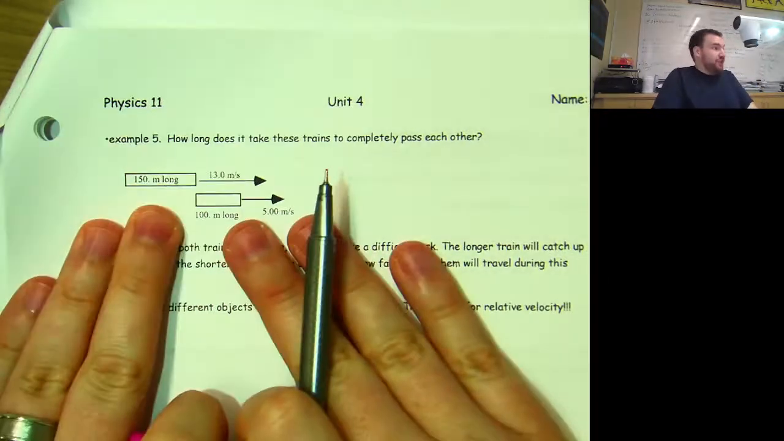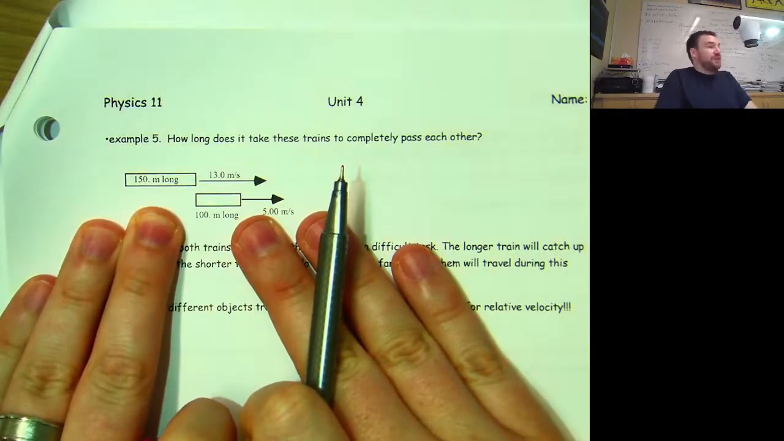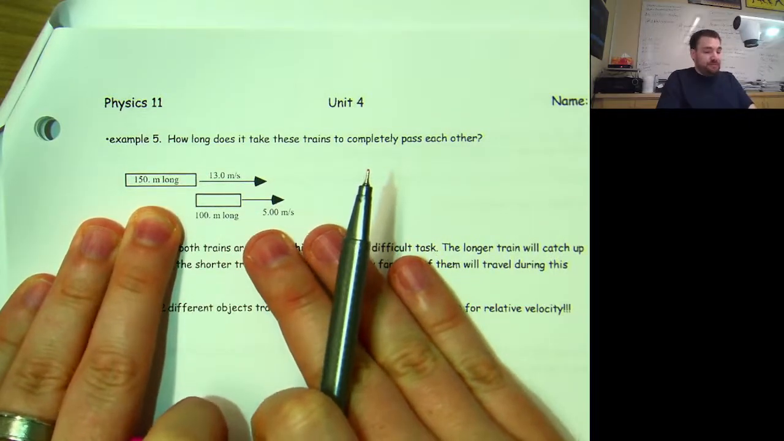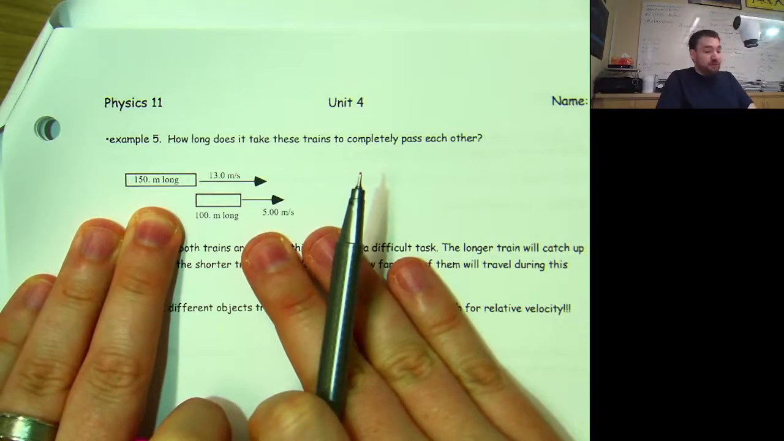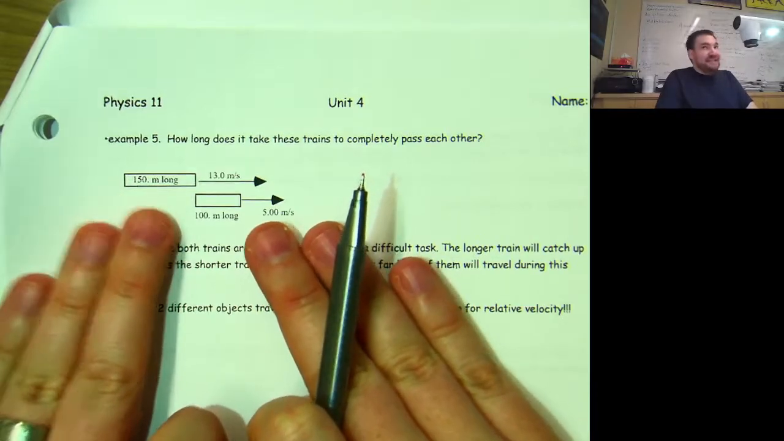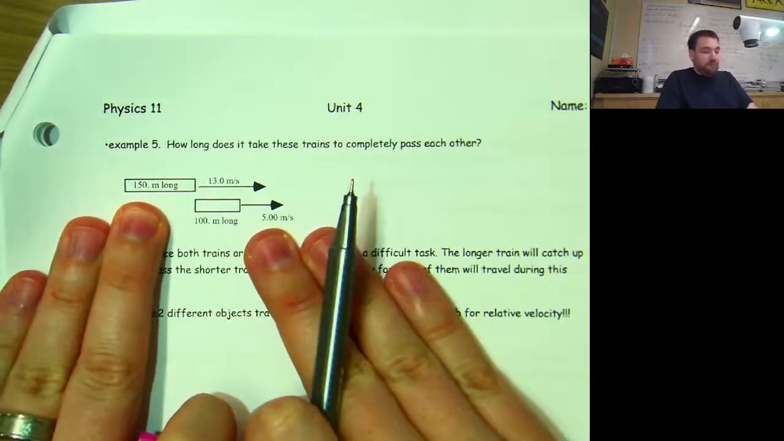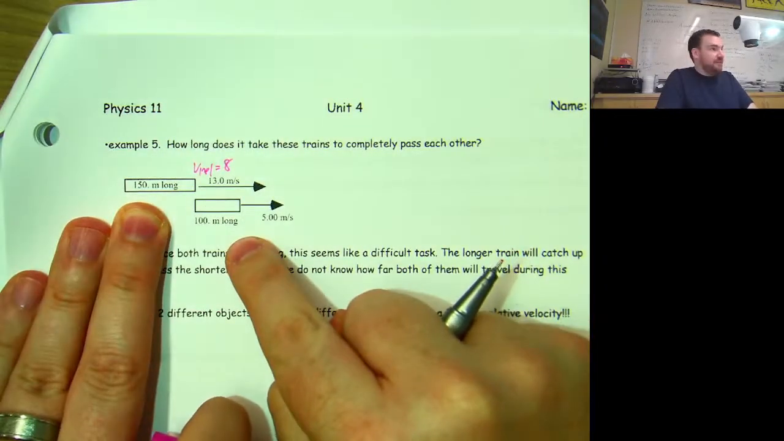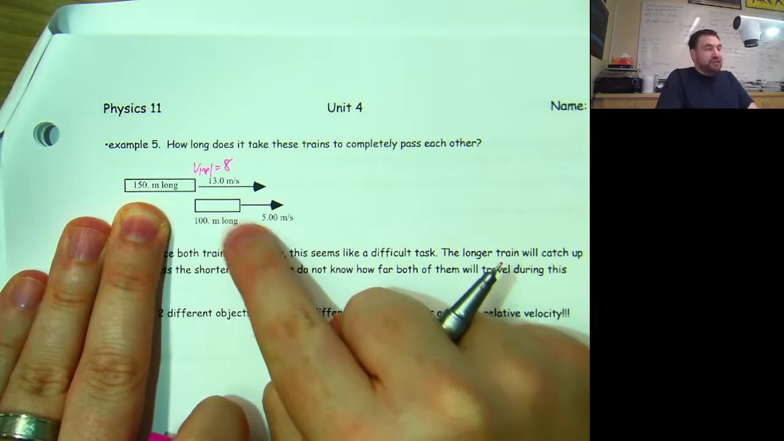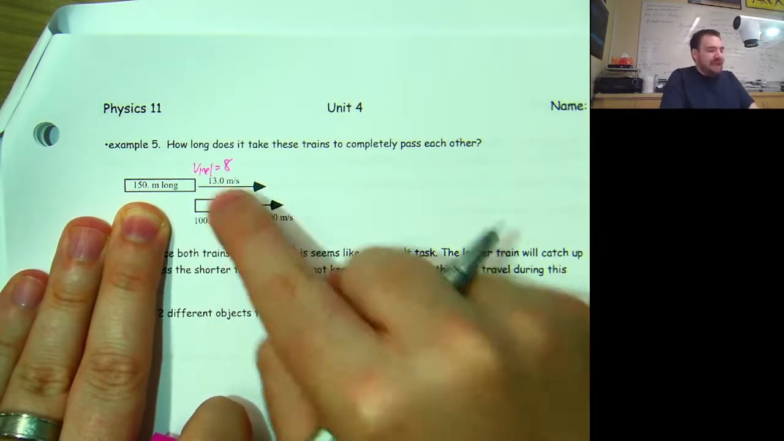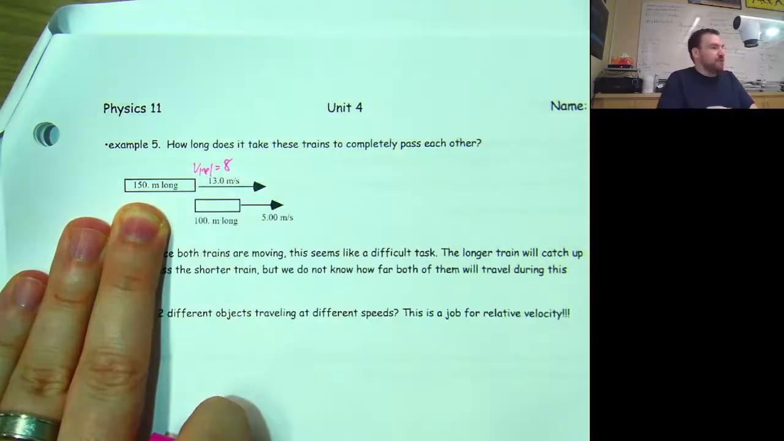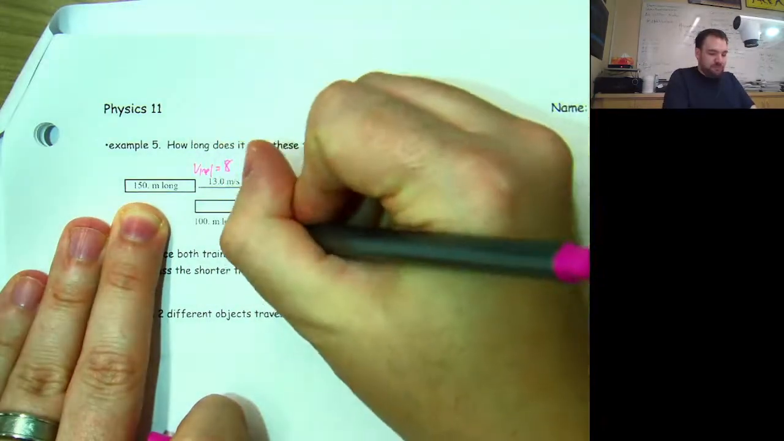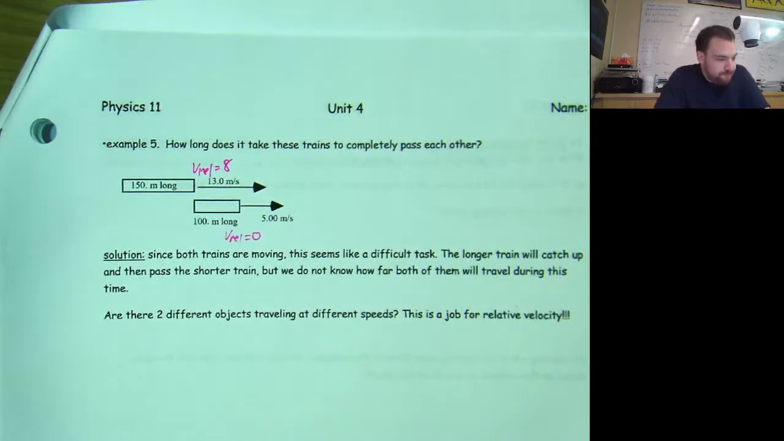Okay, so this situation is the same as what equivalent situation using relative velocities? Give me exact numbers with this. So the relative velocity here is 8 and the relative velocity here is 0. So it's like the 100 meter train is not moving, and the 150 meter long train is moving at 8 meters per second. So then this becomes a much simpler question.